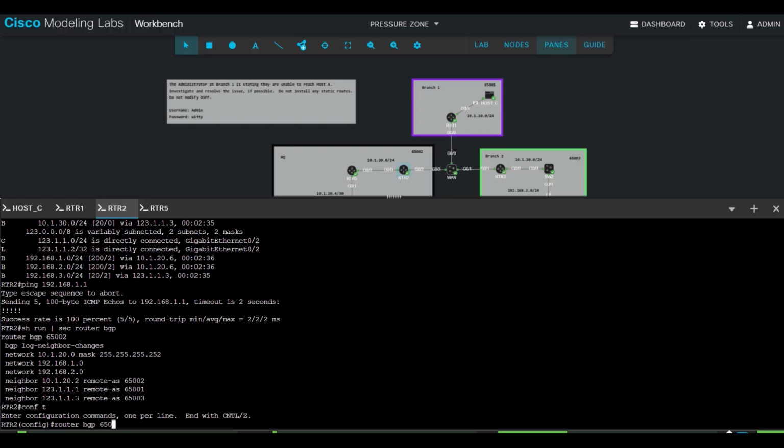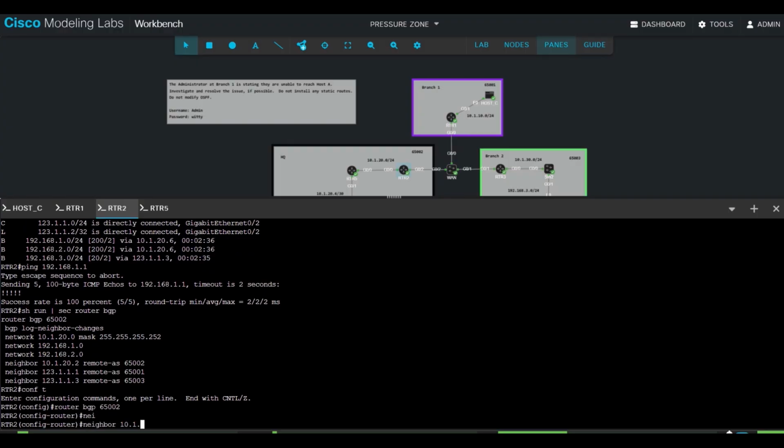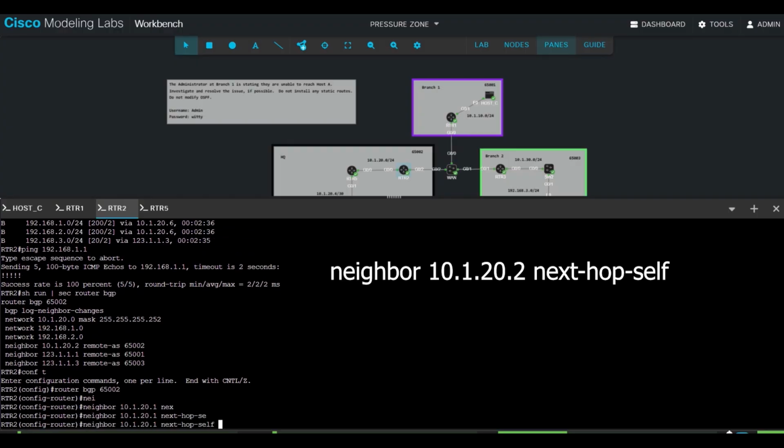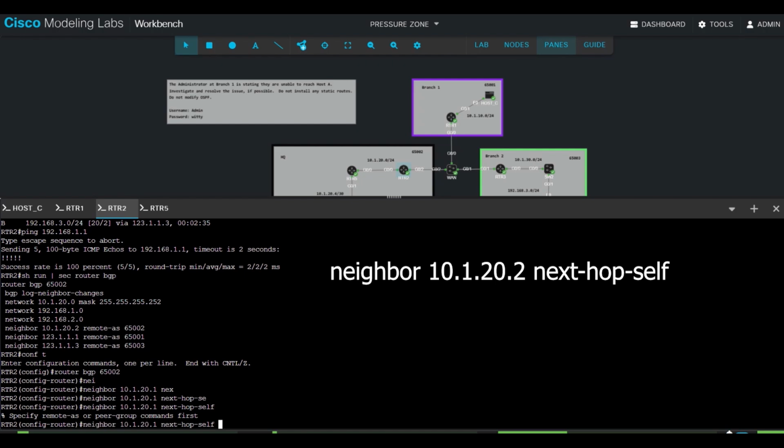How then can this be solved? The answer is to use the next-hop-self command. This command will cause Router 2 to modify the next hop attribute with itself.